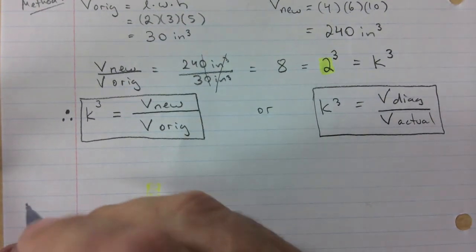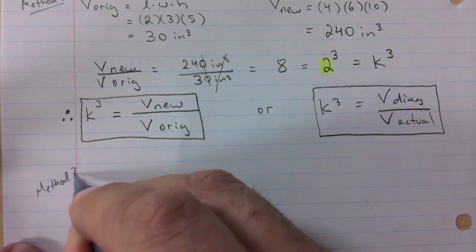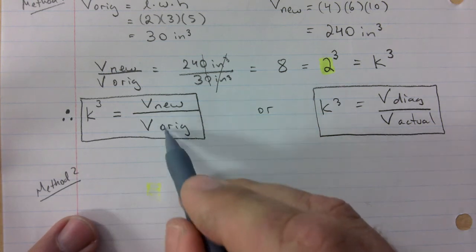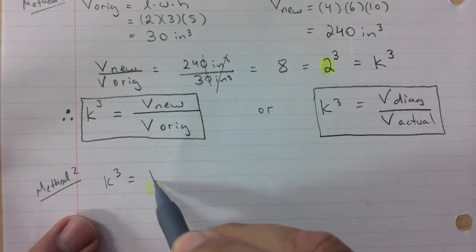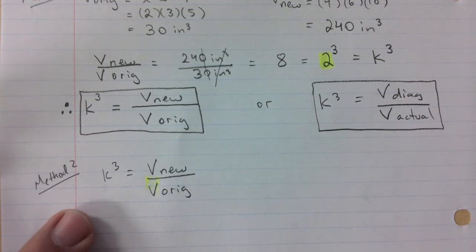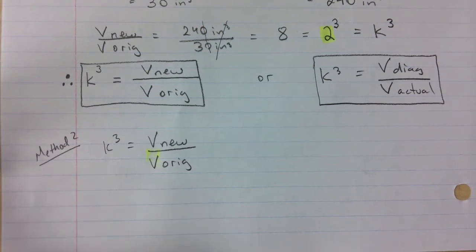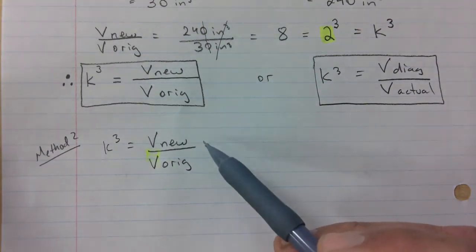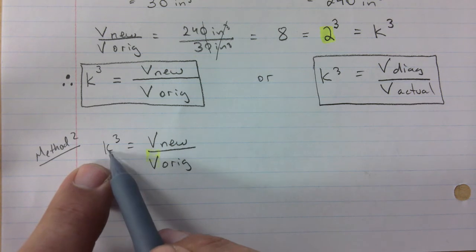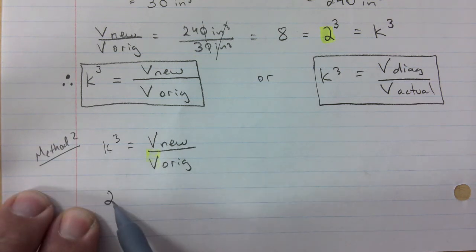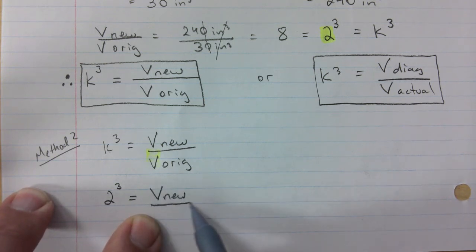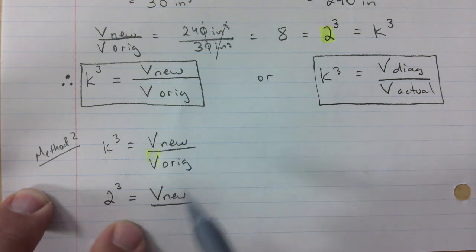So this is method 2 of finding the volume. So I will use new and original, right? So K cubed is equal to volume of new over volume of original. And let's pretend we don't know the volume of the new shape, right? Let's for a second just assume that. We do know our scale factor, so we go 2 cubed is equal to volume of new over, what was the volume of the original? It was 30 cubic inches, correct?